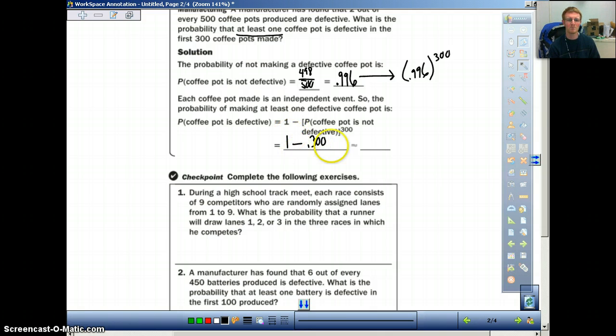So therefore, 1 minus that is going to give us the probability that at least one of them will be defective. So we actually have a 0.700 chance that it will be defective. That's out of 300, which again makes sense. When you do that many pots of coffee, eventually one of them is going to be defective. Hopefully that makes sense.